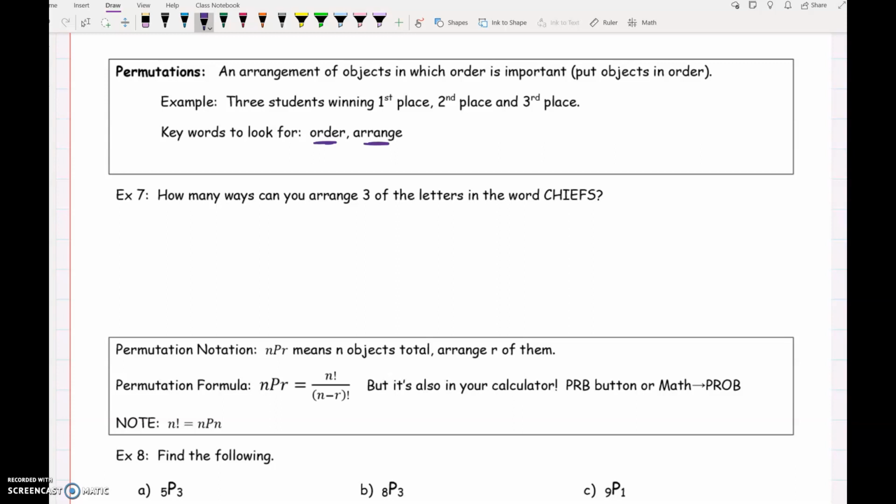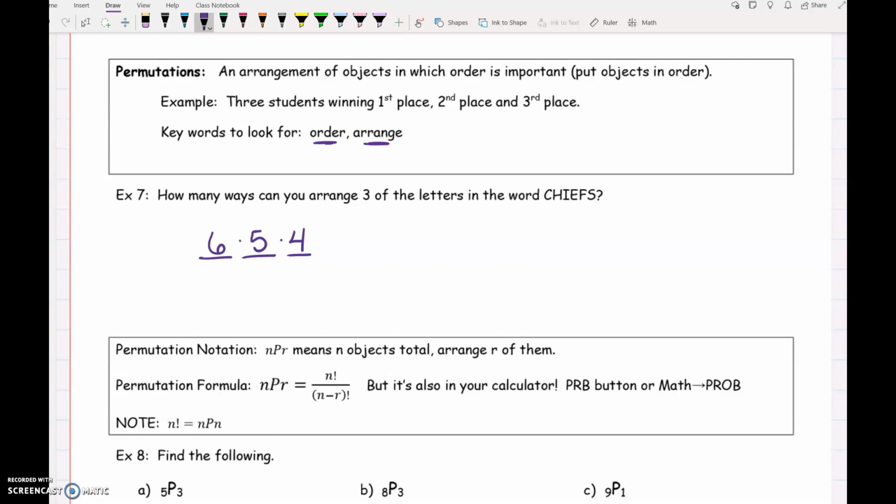So the long way to do this, how many ways can you arrange 3 of the letters in the word Chiefs? Now you can do this using blanks. There's 6 letters in the word Chiefs, and then 5, and then 4. But what if you had 26 items and you wanted to arrange 20 of them? That would be a lot of work.